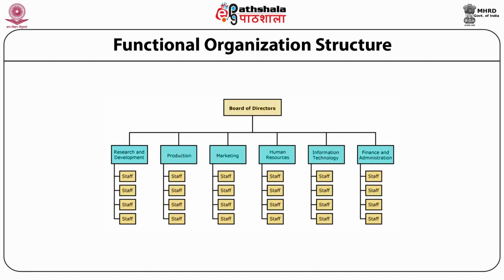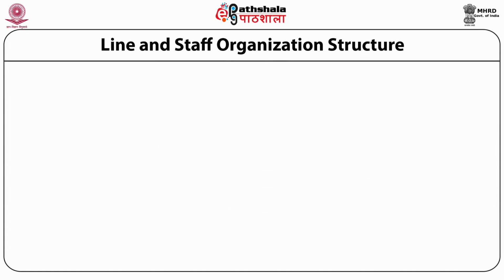Now we can see certain advantages of this type of organization. This type of organization has the advantage of specialization. Every operating executive carefully concentrates on his function and gets expert advice and assistance. But there are some disadvantages also. There are no clear lines of authority, and in the absence of unity of command, coordination and control are also hampered.